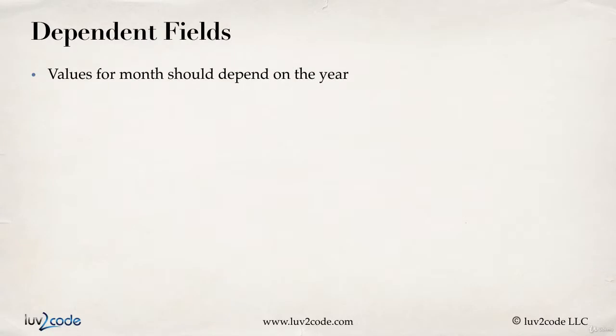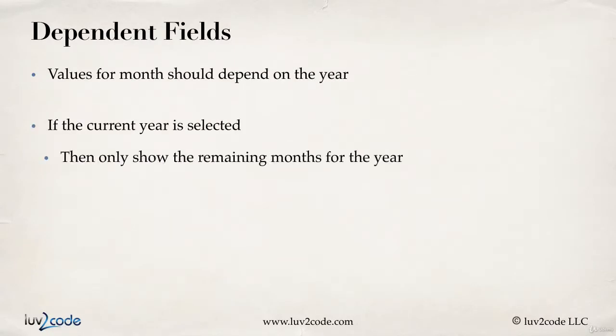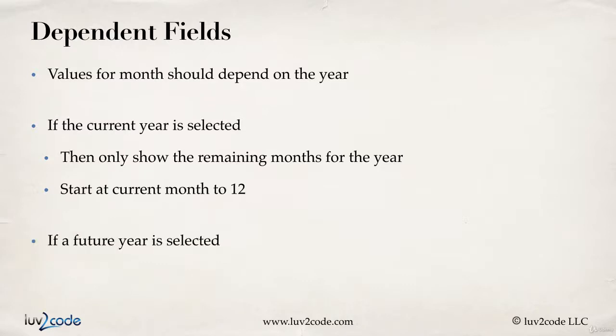Okay, so a bit more details. If the current year is selected, then we should only show the remaining months for the year. So we should start at the current month and go to month 12, because this is for credit card expiration dates. Doesn't make any sense to show a previous month if you're in the current year. If it's a future year, then we'll go ahead and show all of the months, right? Because it's 2025 or 2028, we can show all of the months regarding credit card expiration months and years.